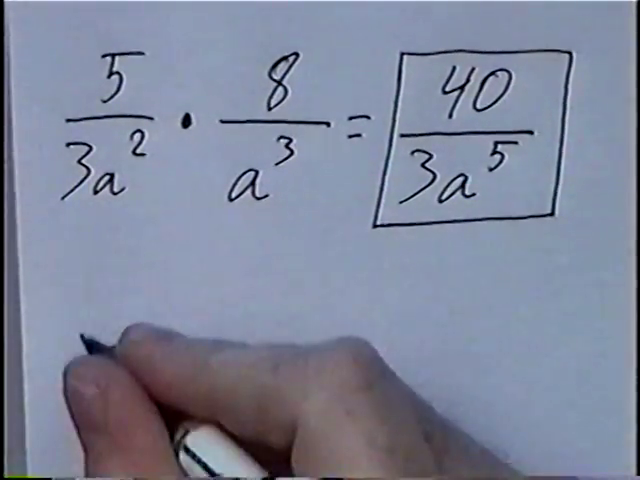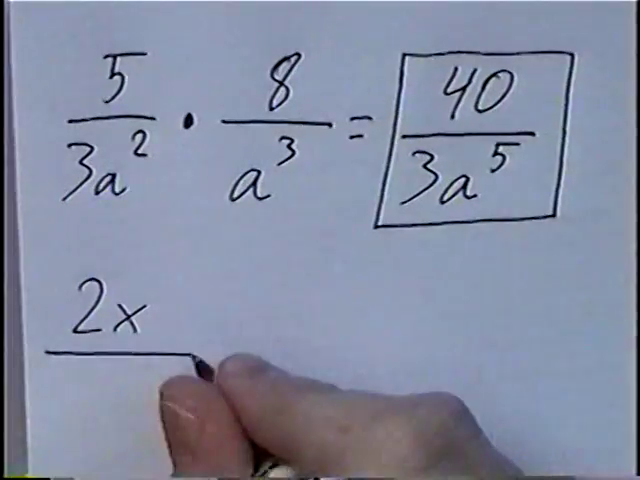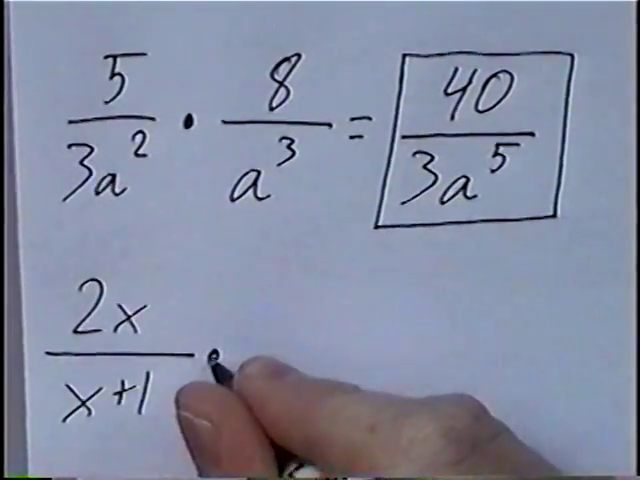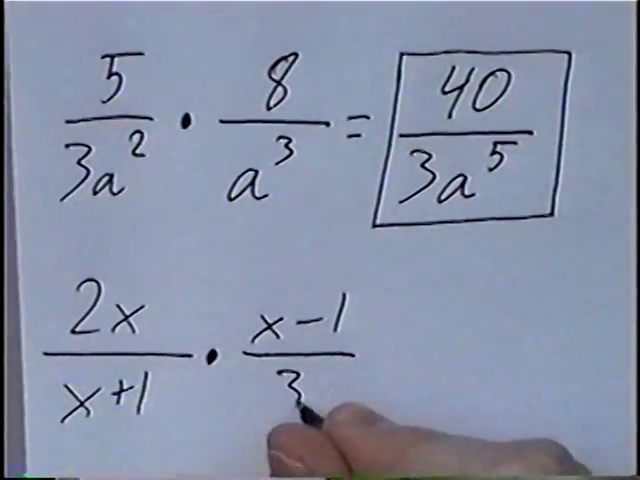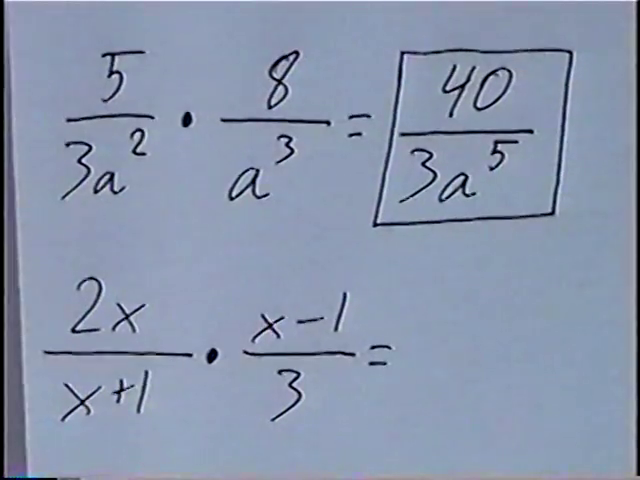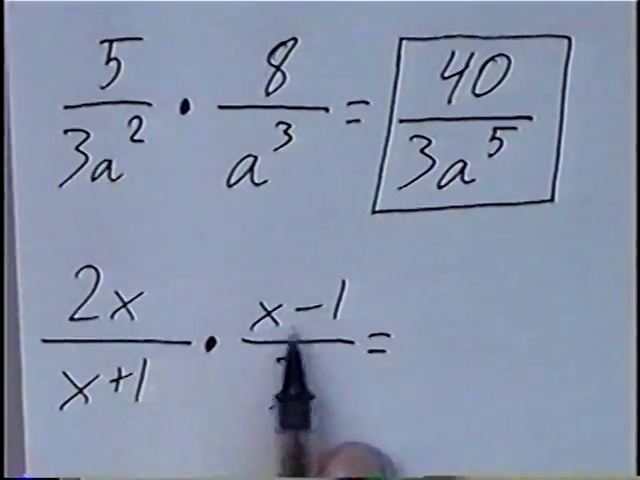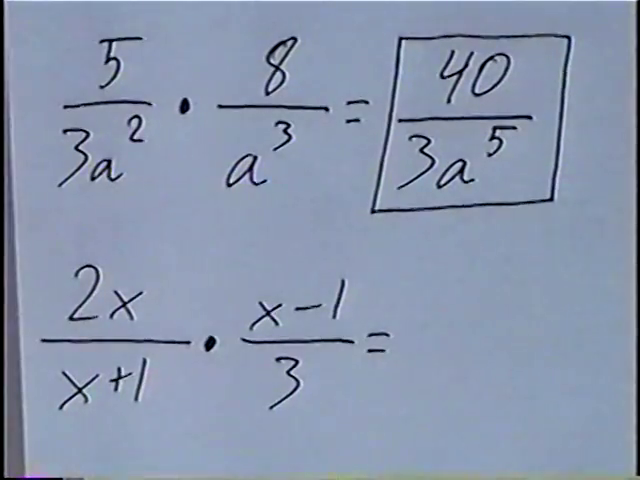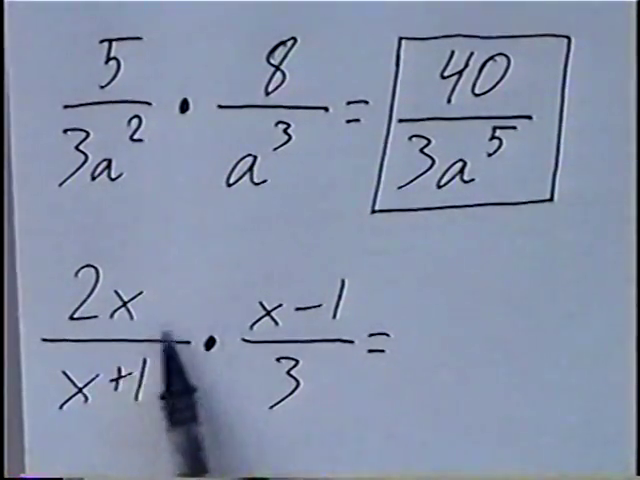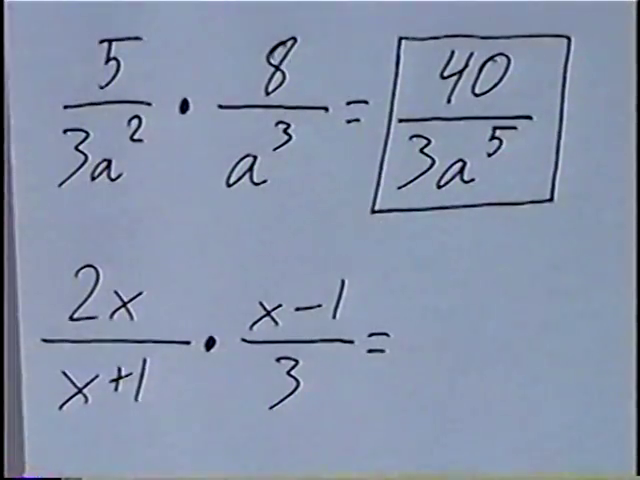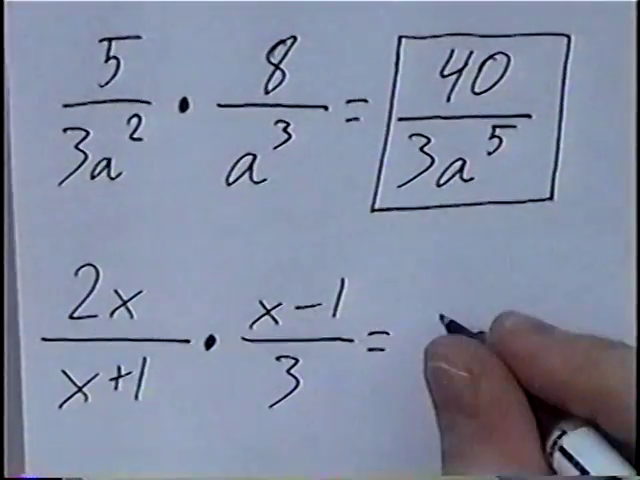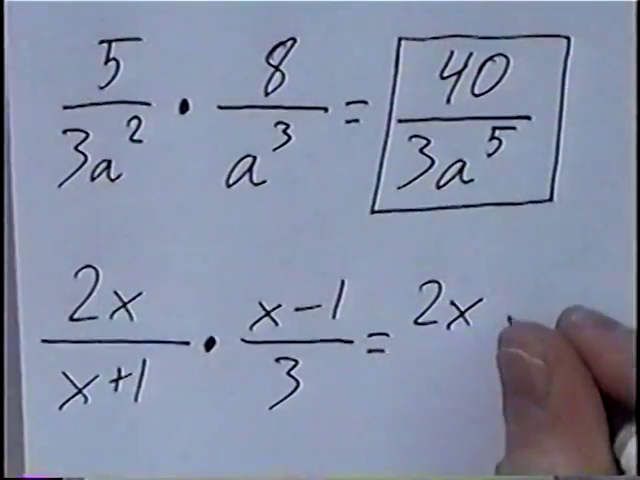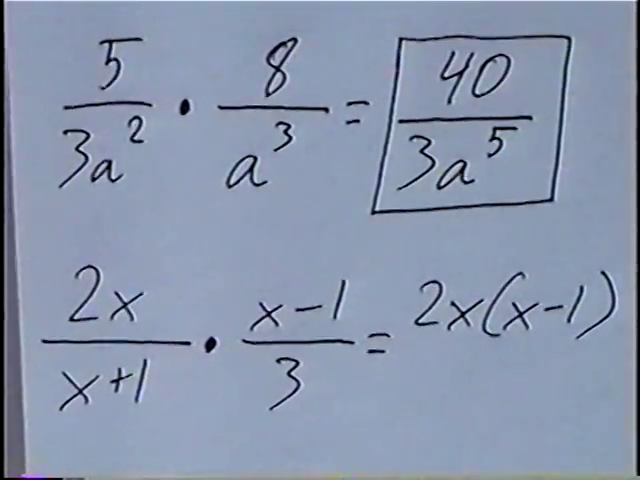And last question for the section. 2x/x plus 1 times a second fraction, x minus 1/3. Multiplying again, we can multiply straight across. One way to solve this problem would be to distribute, multiply 2x times x and 2x times a negative 1. For this section though, we want to reduce or cancel out fractions, so rather than multiplying when we have a binomial, we'll leave the 2x the same, and the x minus 1 we can leave in parentheses.